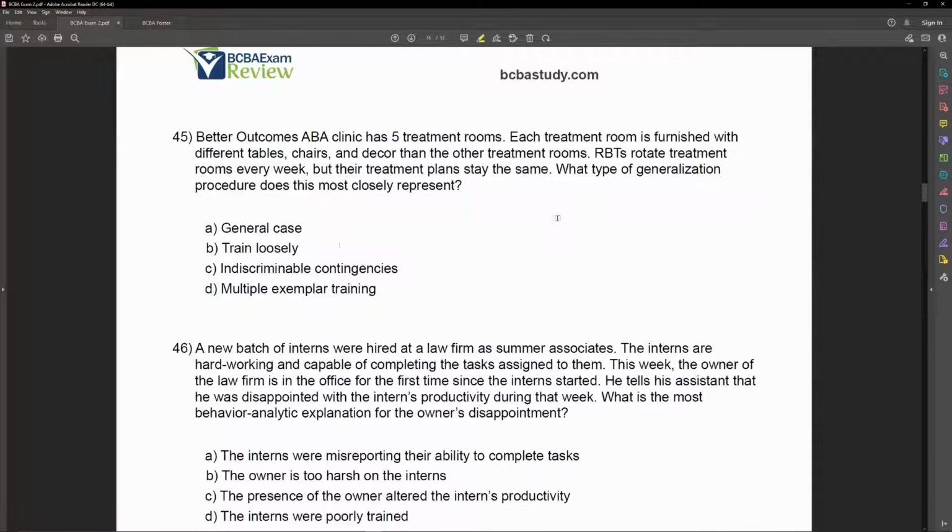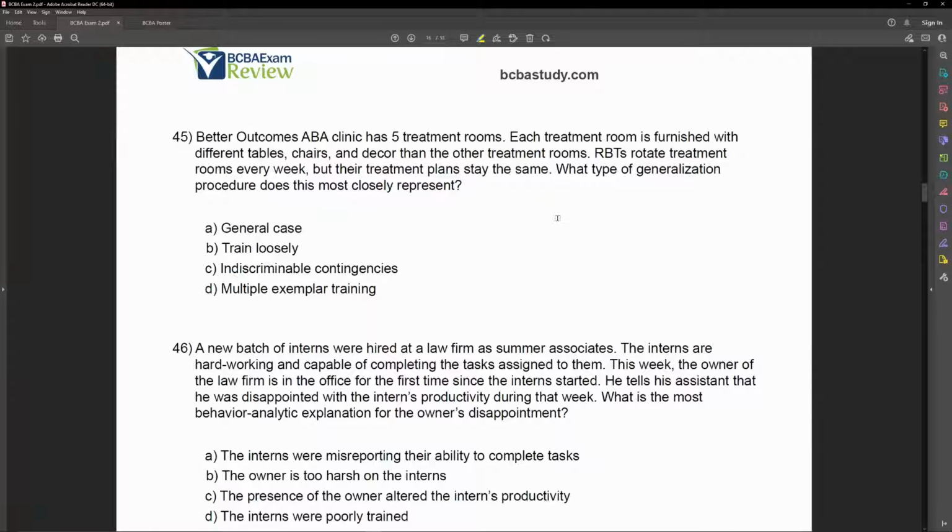As BCBAs, we should program for generalization, something that we often forget to do, but we have different strategies we can use. In this case, this clinic is making all their treatment rooms look different. So what type of generalization procedure are they using? Are they using a general case procedure? Well, in a general case analysis, you are identifying every possible variable that could occur in some sort of generalization situation.